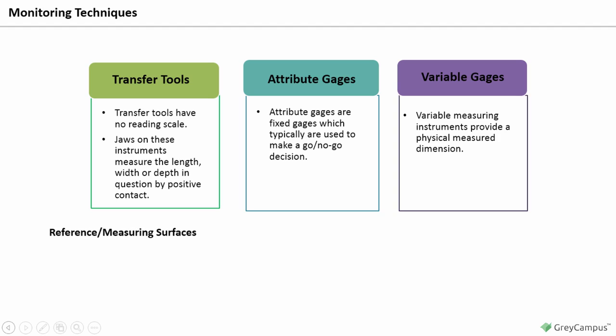Reference or measuring surfaces. A reference surface is the surface of a measuring tool that is fixed. The measuring surface is movable. Both surfaces must be free from grit or damage, secure to the part, and properly aligned for an accurate measurement.